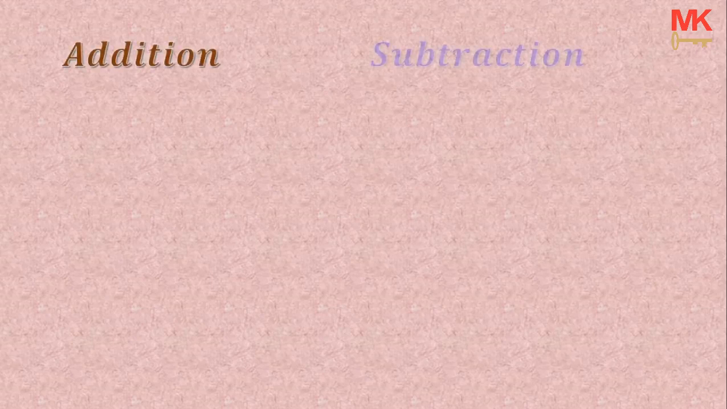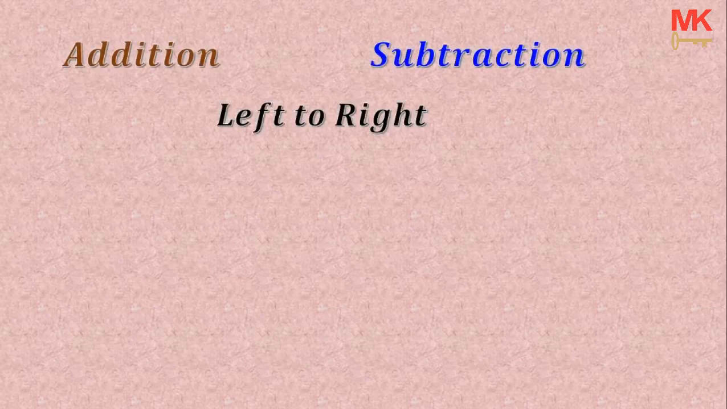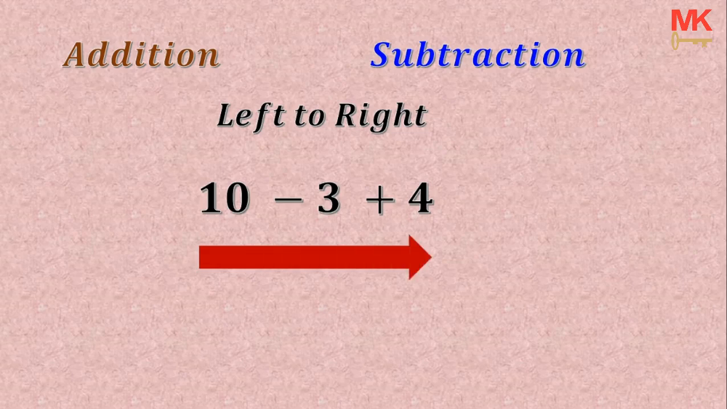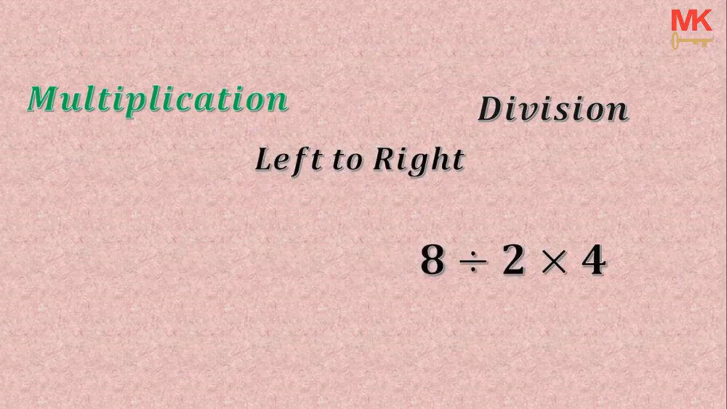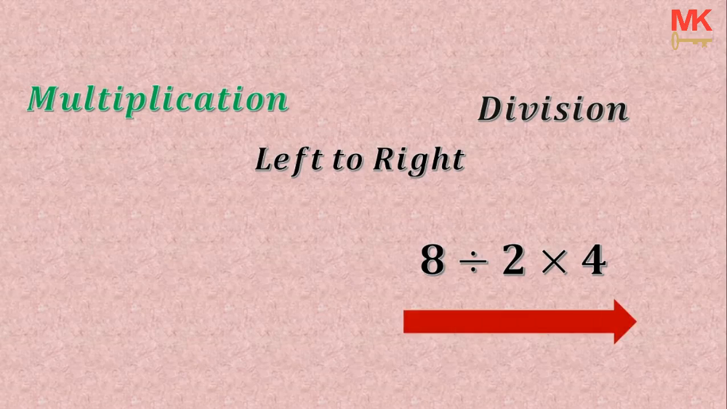Note that in dealing with such problems, addition and subtraction must be done from the left to the right. For example, if we have a question like this, 10 minus 3 plus 4, it must be done from the left to the right. Similarly, multiplication and division must also be done from the left to the right. If we also have an expression like this, 8 divided by 2 times 4, it must be done from the left to the right. Otherwise, in the end, the result will be wrong.